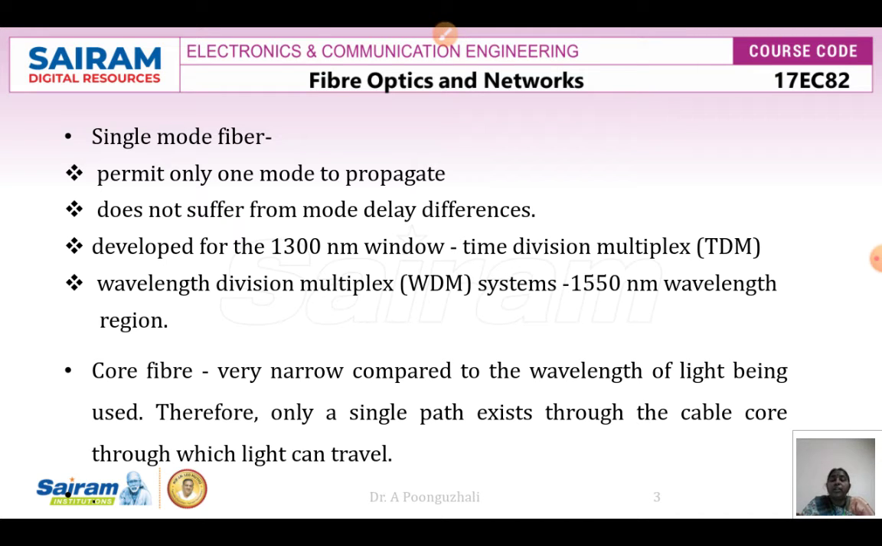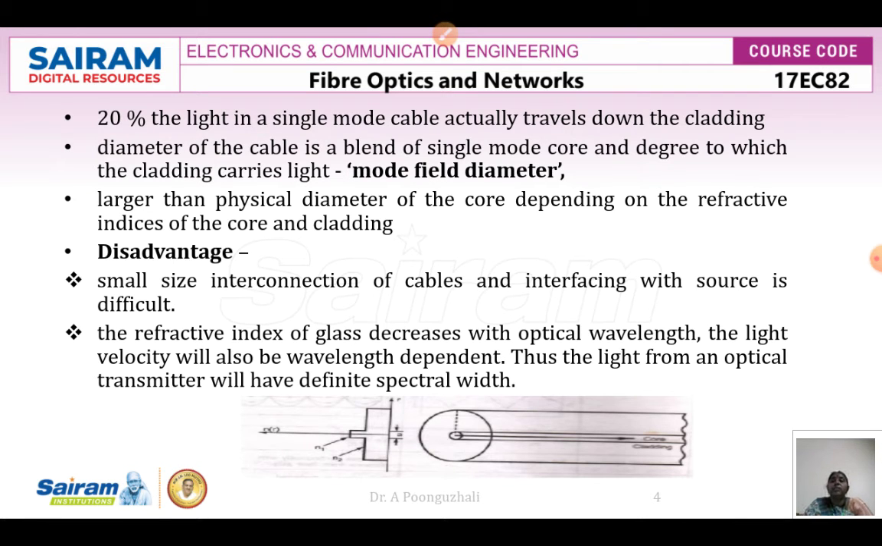Since the core is very narrow, very small compared to the wavelength of the light that is used, we use only a single path that propagates along the fiber. In this case, about 20% of the light used in the single mode actually travels down the cladding diameter, towards the cladding of the cable, and it is a blend of the single mode fiber.